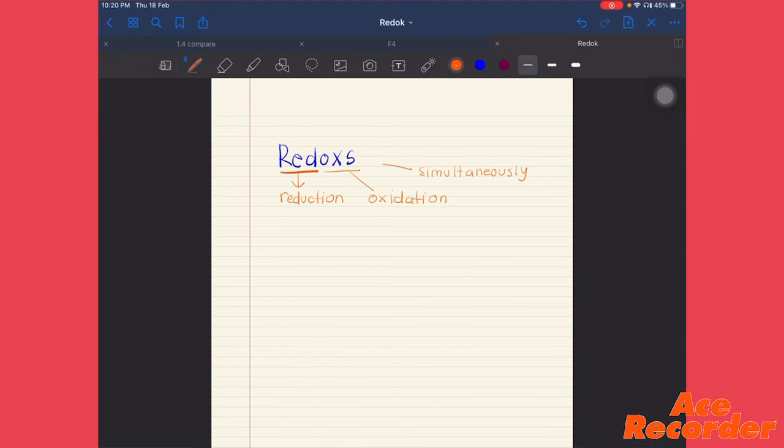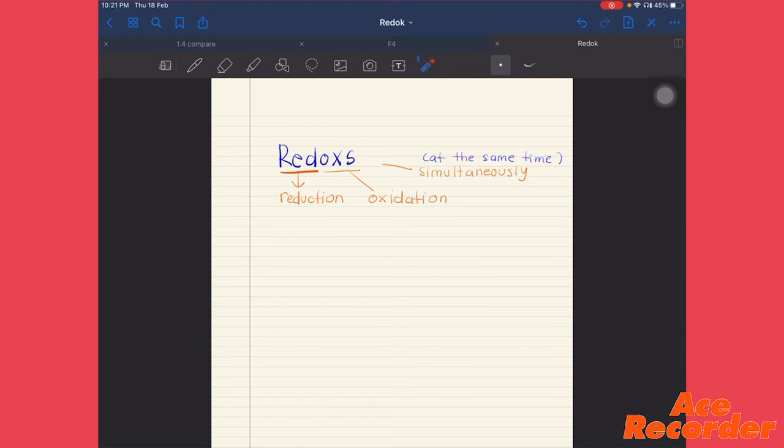So first question, define redox. Redox is a chemical reaction that undergoes oxidation and reduction that happens simultaneously. If you don't use the word simultaneously, or you can say at the same time, you will get it wrong. So as easy as that. Redox is a chemical reaction that undergoes reduction and oxidation that happens at the same time or simultaneously.